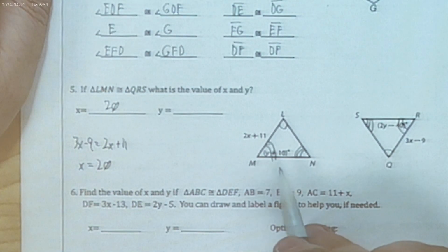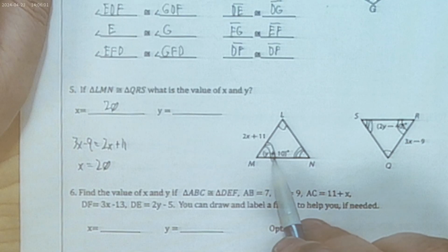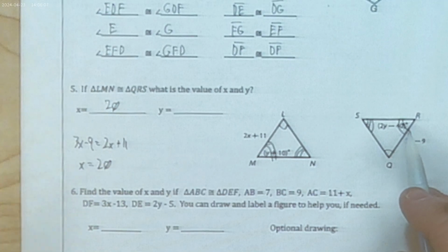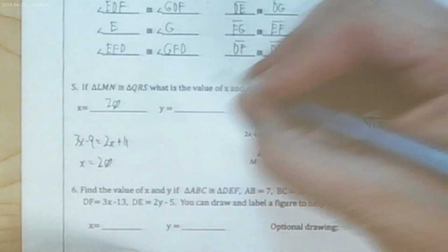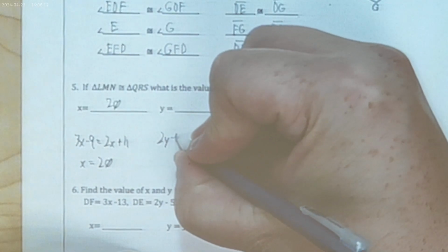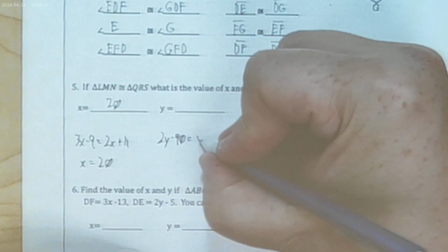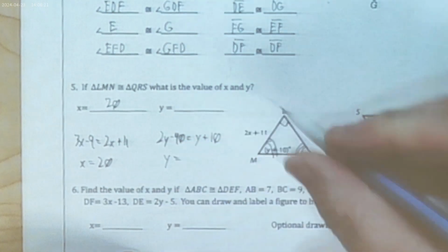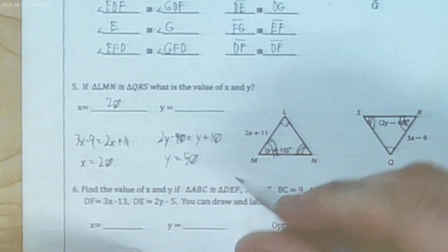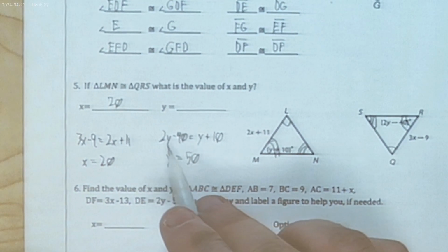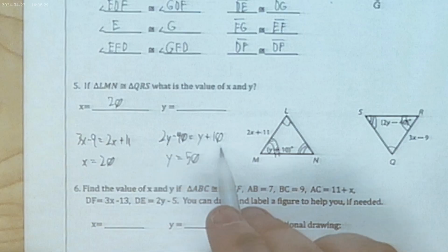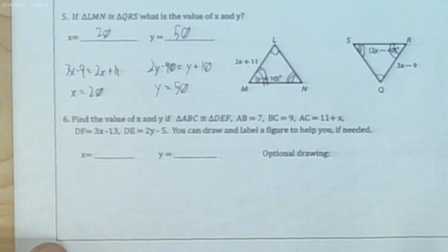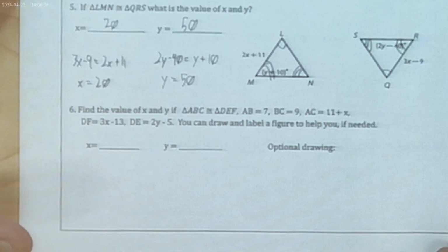So now I've got Y. For this one, this is reference angle 2, and this is also reference angle 2. So I'm in the same situation with Y, where I've got 2Y minus 40 equal to Y plus 10. So that leaves me with Y equal to 50, because Y subtracted from both sides gives me just one Y, then 40 added to both sides gives me 50. So there we go.